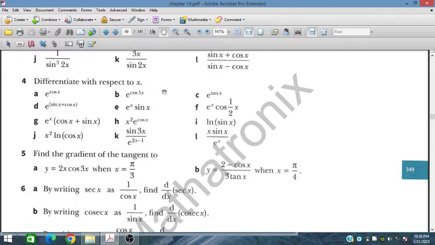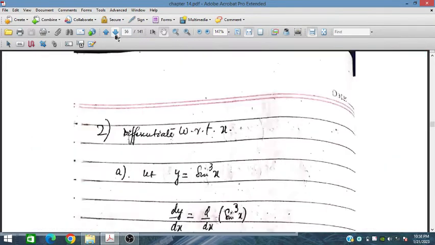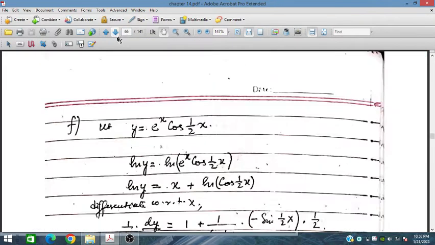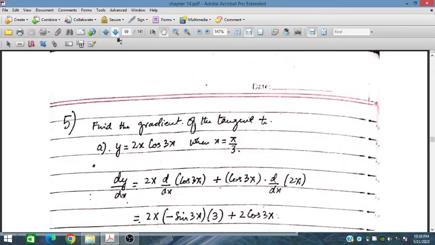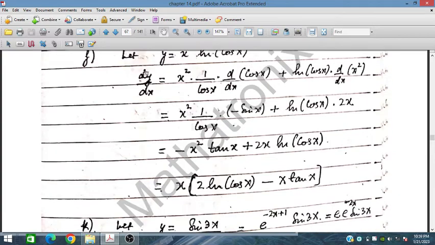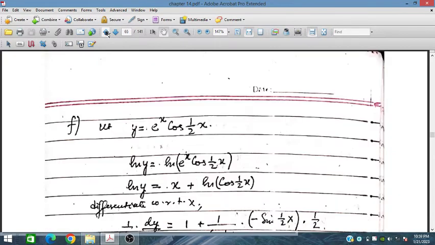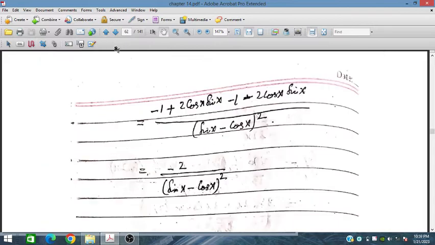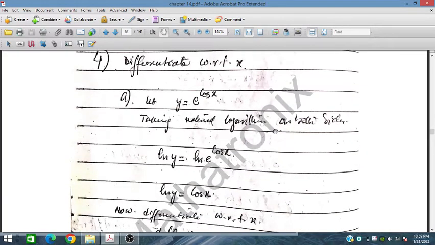So we have to differentiate all these expressions with respect to x. We will solve some of these in this session. So here we have this e power cos x.